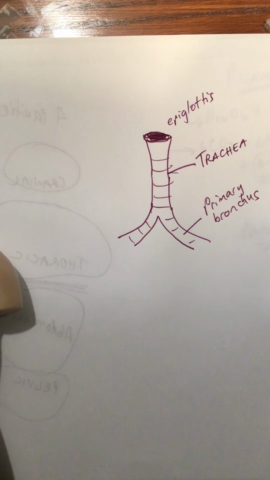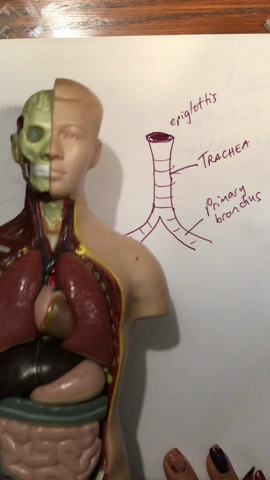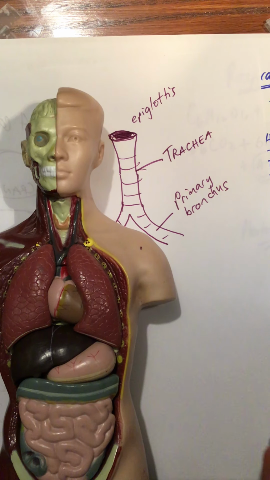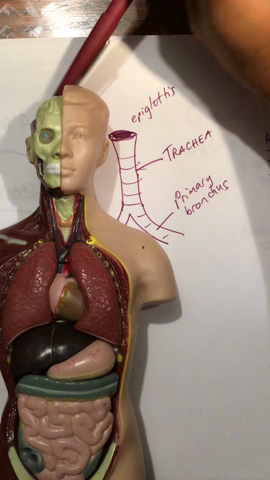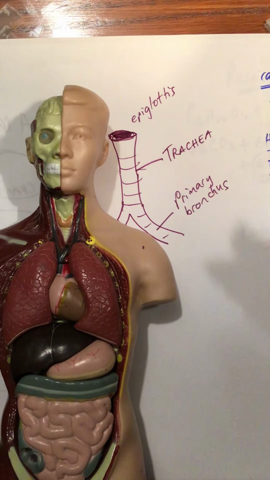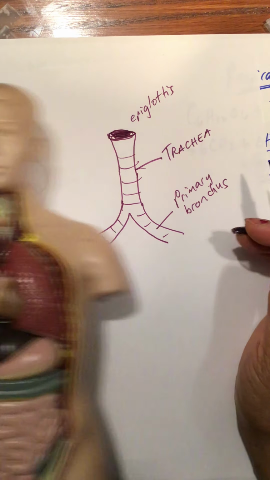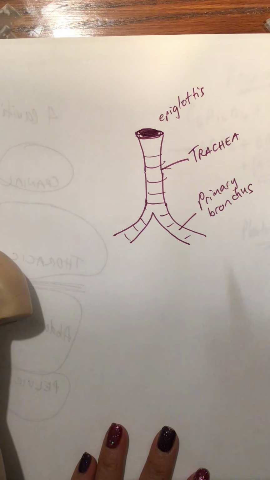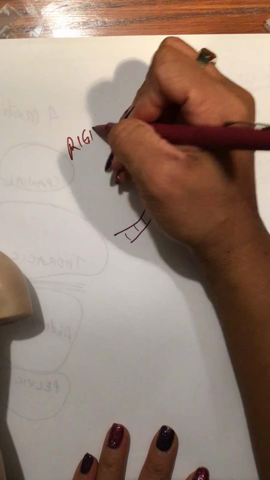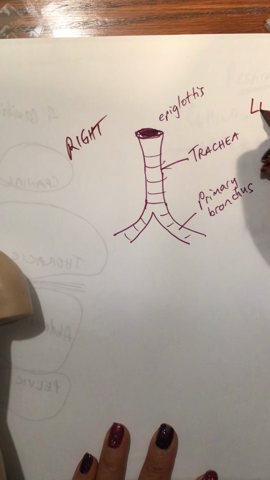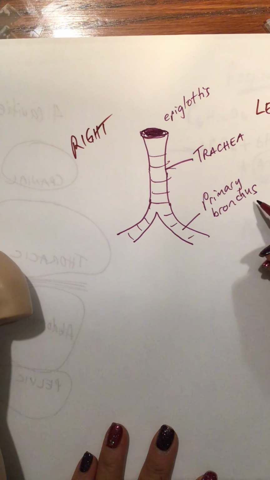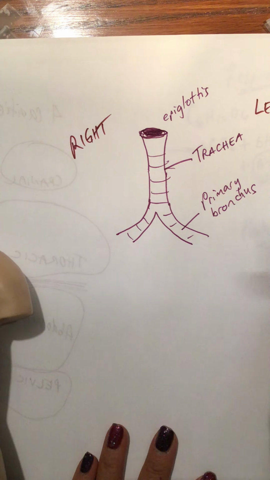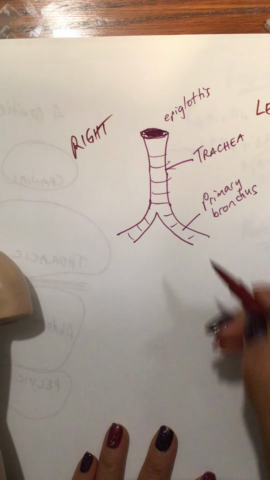Let's take a look at the anatomy in terms of the right side and the left side. You can imagine this person, this torso model, is facing you. So the right side of this person's body would be this, and that is my left side. If you're looking at a drawing, this would be the right side, and this is the left side. So this would be the left primary bronchus, and this would be the right primary bronchus.